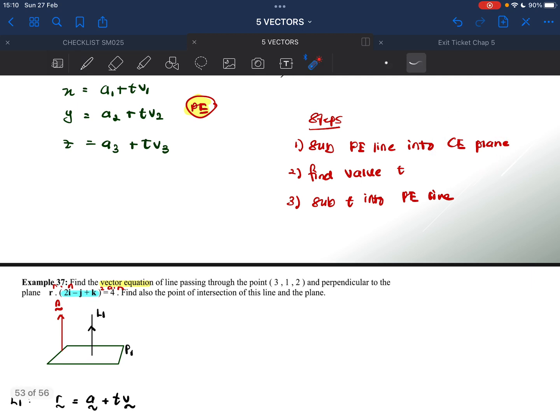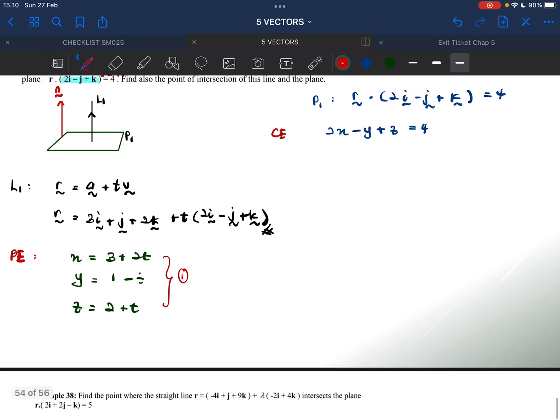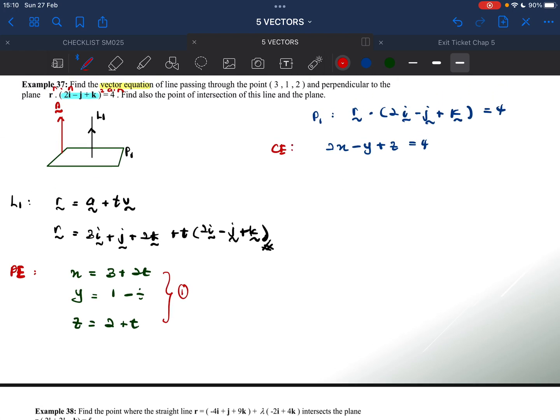So here is the vector equation of the plane. For plane P1, we have the vector equation r dot (2i minus j plus k) equals 4, but we need the Cartesian equation. So here we have 2x minus y plus z equals 4. So this is the Cartesian equation of a plane. Okay, so what we need to do, let's put this as the second equation.